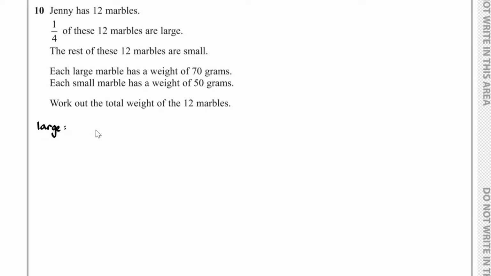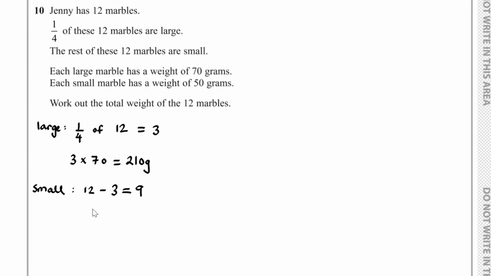So if we look at the large marbles, we have 1/4 of 12, which is 3, and each large marble has a weight of 70 grams, so the weight here is equal to 3 times 70, which is 210 grams. And for the small, the rest of the marbles are small, so we have 12 marbles to begin with. Take away the 3 that are large, we have 9 small marbles, and the weight of one small marble is 50 grams. So 9 times 50 is equal to 450.